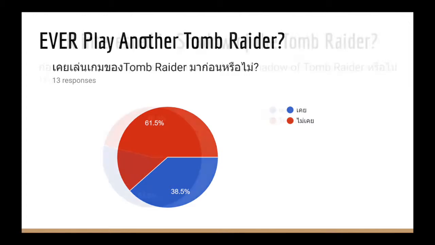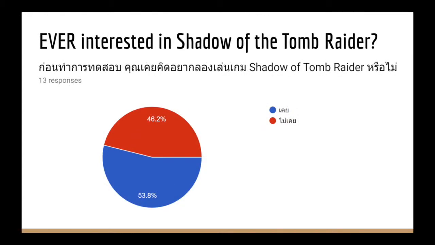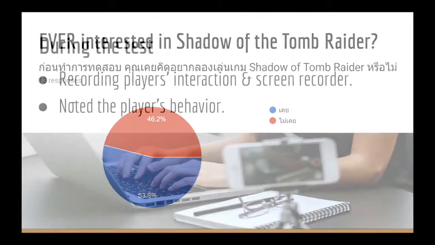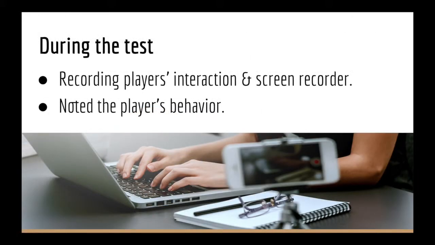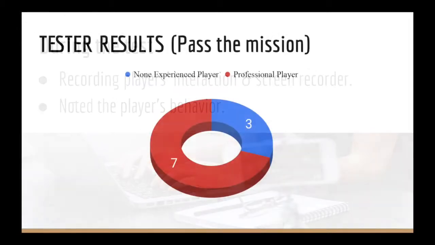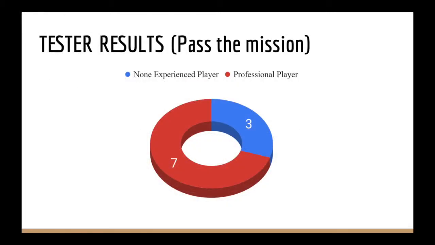And the last question is: do you want to play Shadow of the Tomb Raider? And they said 53.8% are interested and want to play the game. During the test, we recorded players' interaction, used a screen recorder, and also noted the players' behavior. And after all these steps, we let testers finish the questions after the test and collect all the information we have, which is the sixth step.